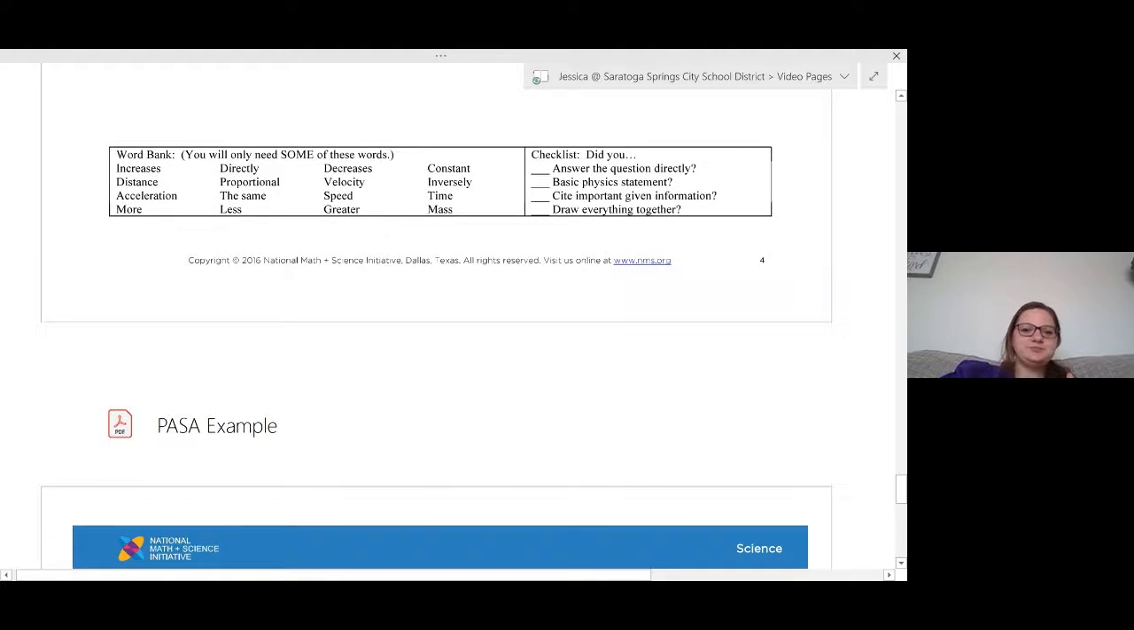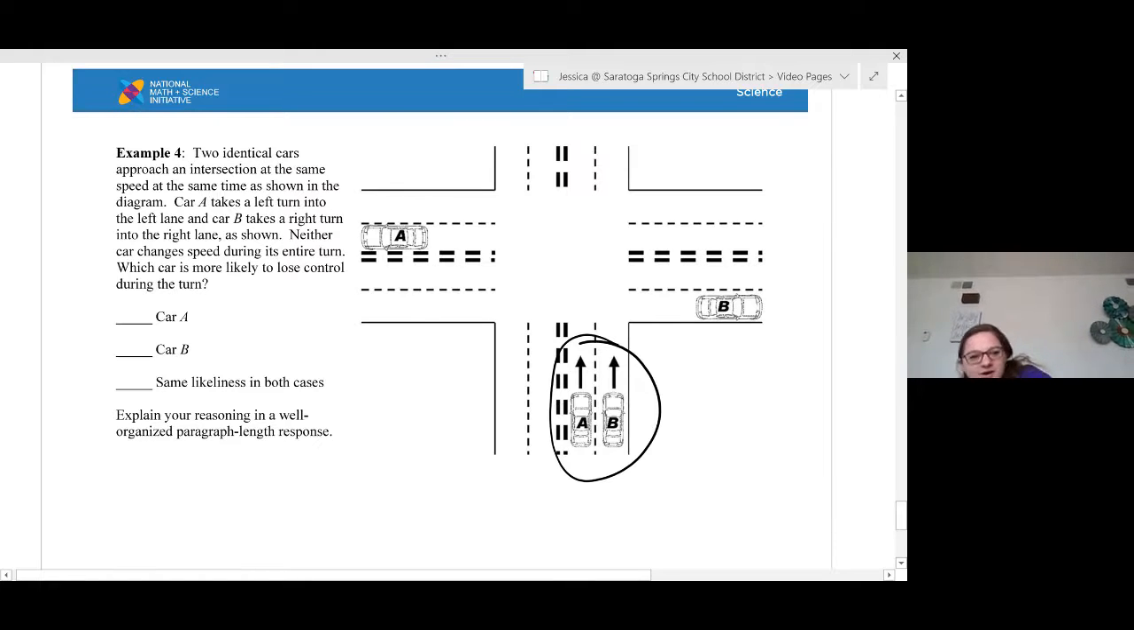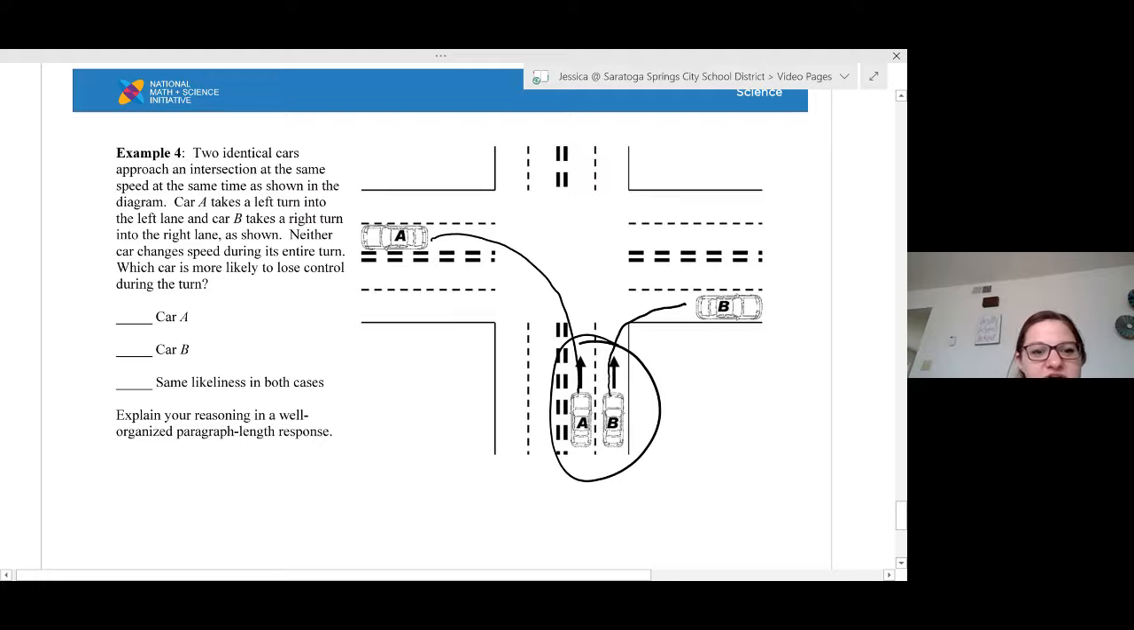Okay. So I have two identical cars approaching an intersection at the same time as shown in the diagram. So they're approaching the intersection here. Car A takes a left turn. Okay, so car A follows that path, and car B takes a right turn like that. Neither car changes speed. So we're moving with constant speed. Remember, if we're moving in a circle, we can't say constant velocity because our direction is changing. During its entire turn, which car is most likely to lose control?